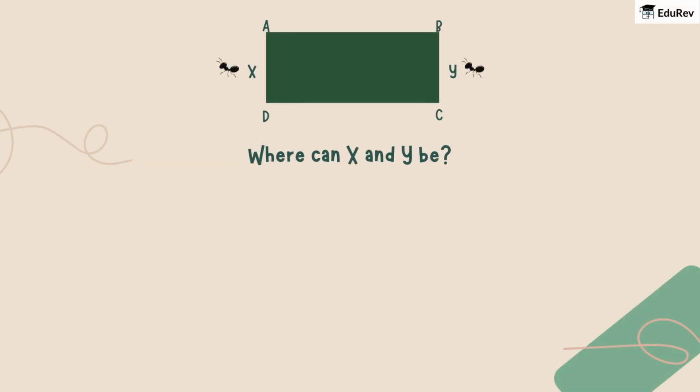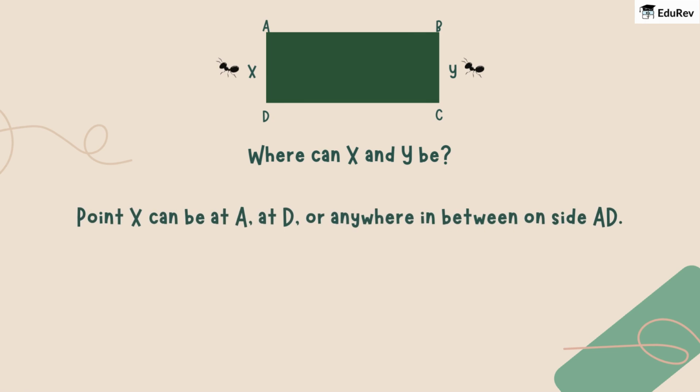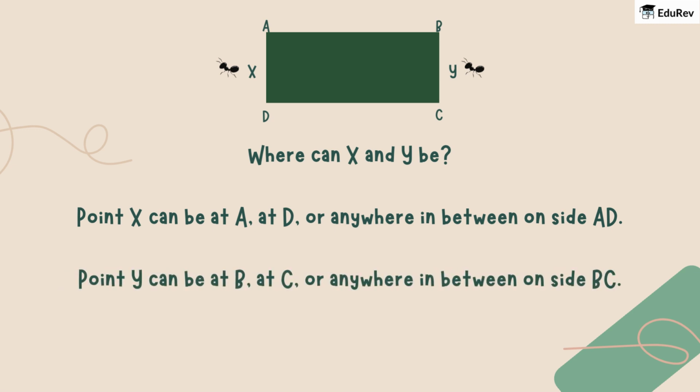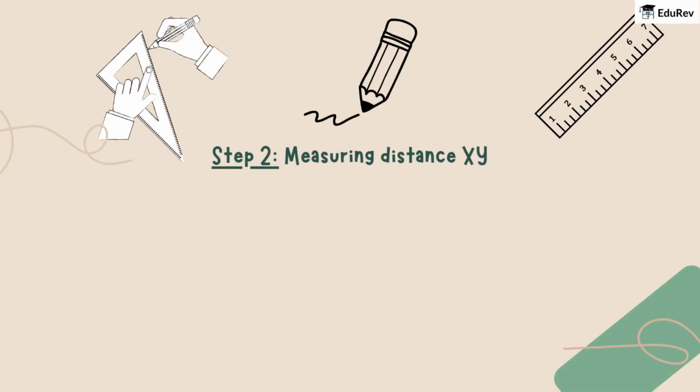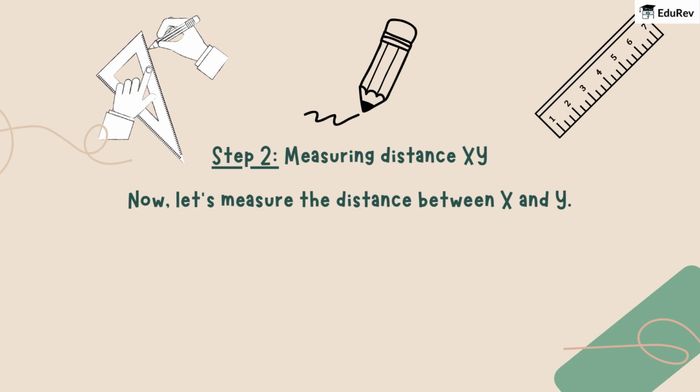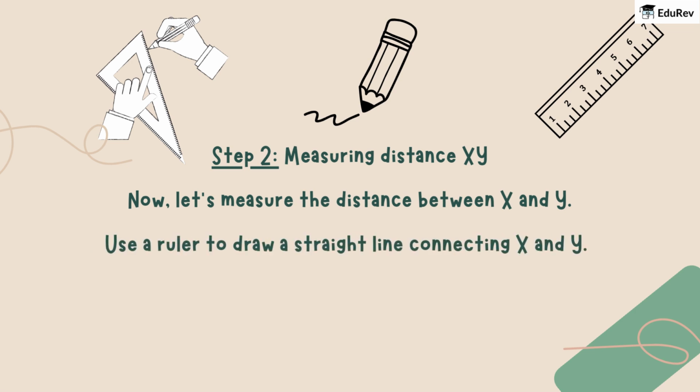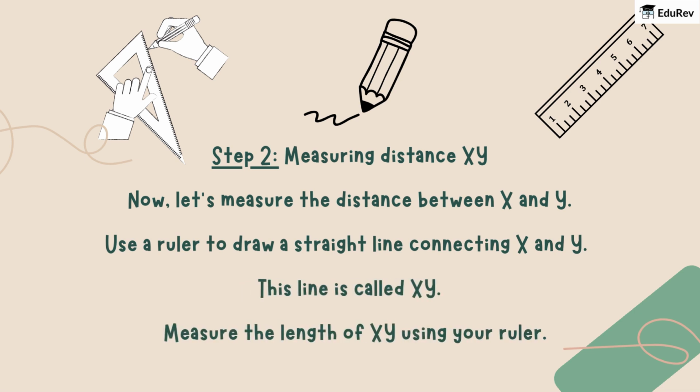Where can X and Y be? Point X can be at A, at D, or anywhere in between on side AD. Point Y can be at B, at C, or anywhere in between on side BC. Step 2, measuring distance XY. Now, let's measure the distance between X and Y. Use a ruler to draw a straight line connecting X and Y. This line is called XY. Measure the length of XY using your ruler.